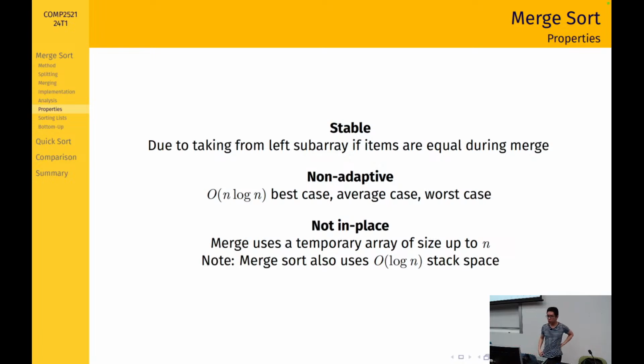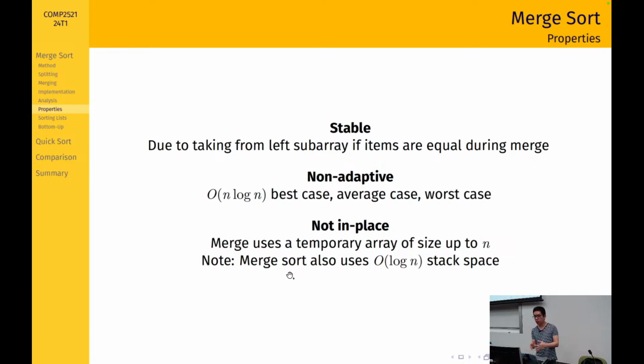And merge sort is not in place, because when we merge two sorted subarrays into a single subarray, we need to use a temporary array in order to put all the elements in, and then we copy the elements back into the original array. So it's not in place. It uses a temporary array of size up to n.